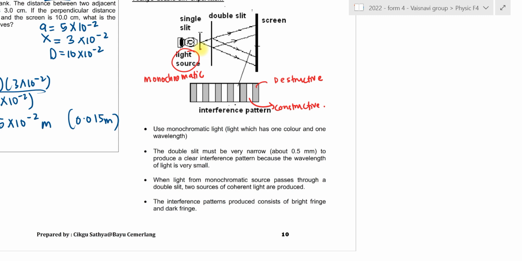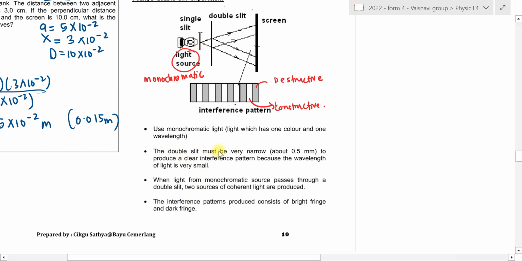Kalau question dia tanya, why there is a dark and bright fringes? Kamu cakap, dark fringes is formed due to destructive interference, while bright fringe formed due to the constructive interference. Okay, baik.